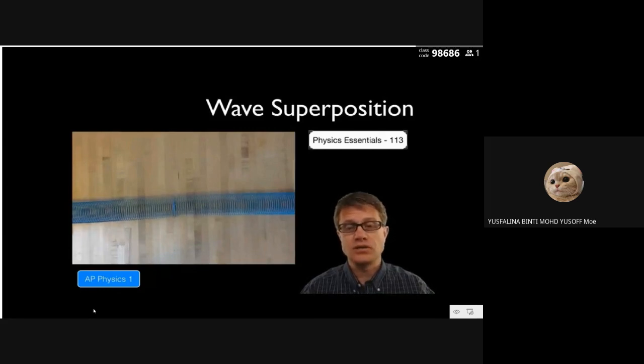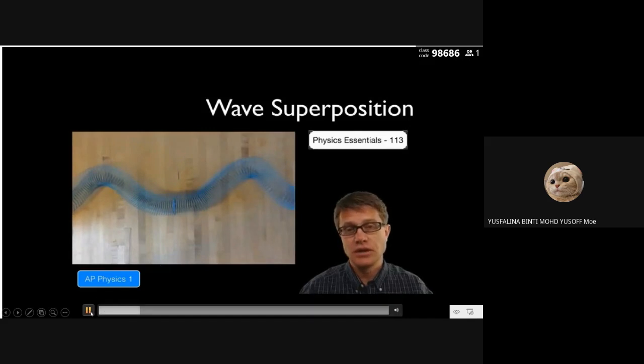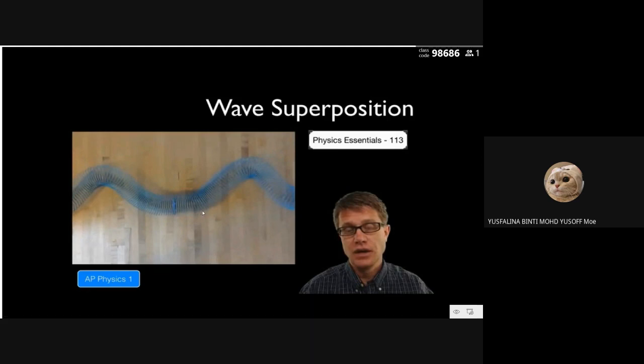Let's watch this wave right here. We're sending two waves, these are transverse waves, towards each other. So there are two sources of waves. The first one comes from the left, and the other one comes from the right. So what happens if these two waves overlap each other?